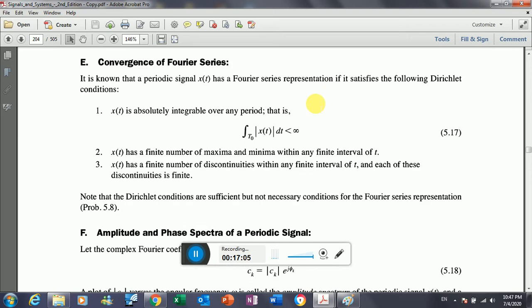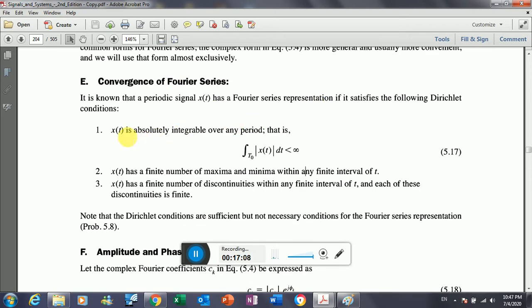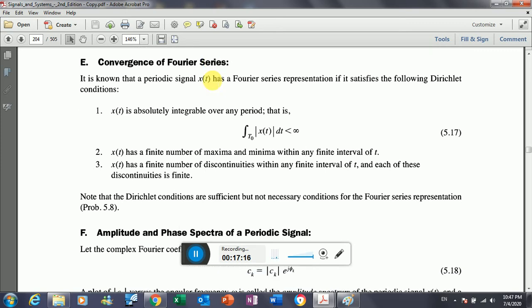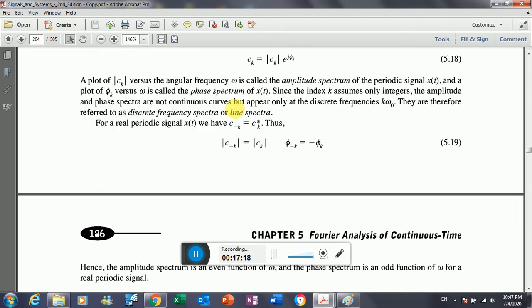Right? So these are Dirichlet conditions, and if these conditions are fulfilled, then we say that Fourier series converges. If not, then we say Fourier series does not converge.